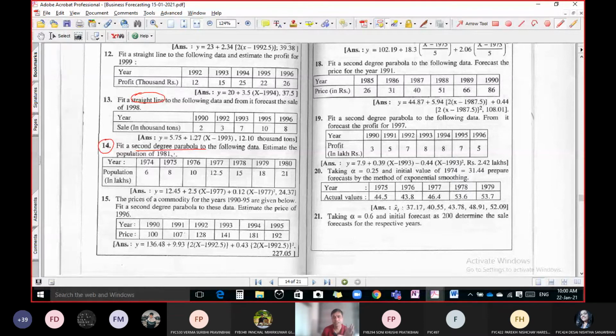There is a difference. It's the same data you can fit for a straight line, and here it is given that use second degree parabola. So we don't have any option, we have to use this method only to solve this question. Now what we have to do in this method? Let us start. Question number 14.